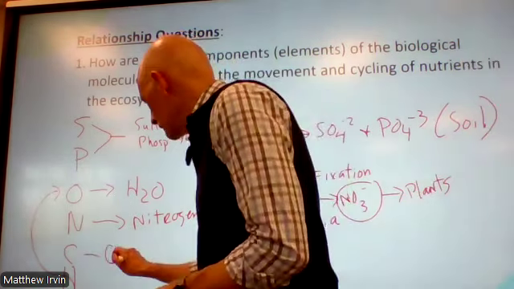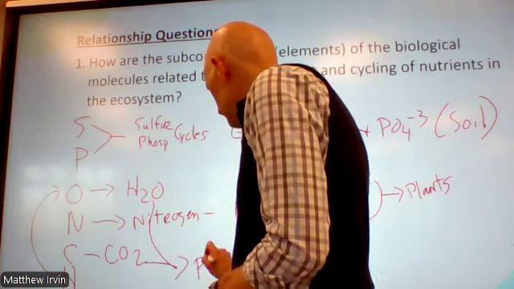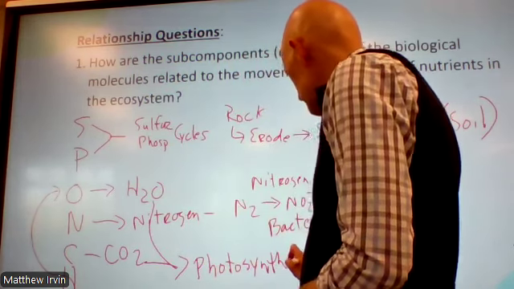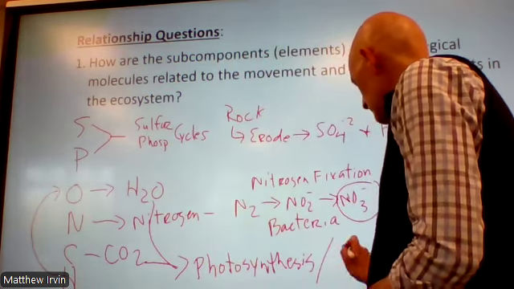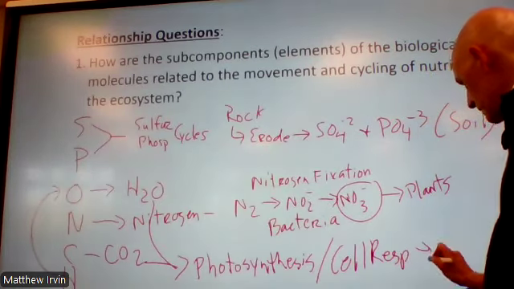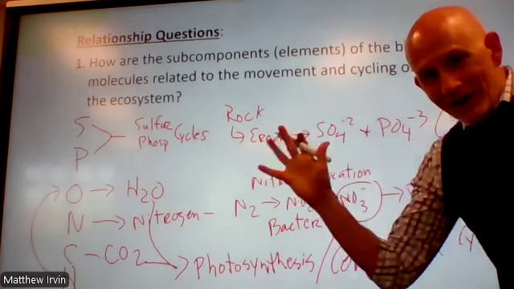Carbon, CO2, so water and CO2 through photosynthesis and cell respiration makes up the carbon cycle and gives you the basis for everything. How do humans screw things up? So many ways.